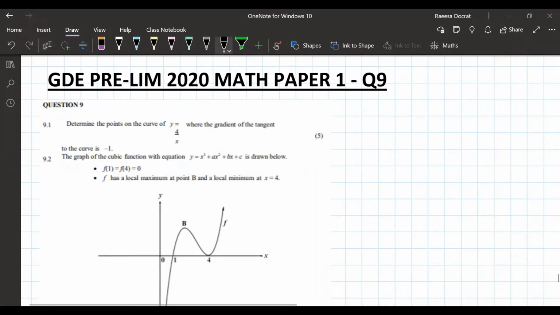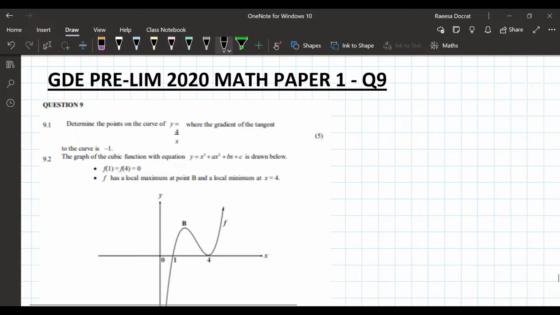In this video, we're going to have a look at the GDE Prelim 2020 paper question 9. Question 9 is on calculus, so let us have a look at the questions. Please make sure you review the section before attempting this question and make sure you've answered it before watching the video. So let us start with 9.1.